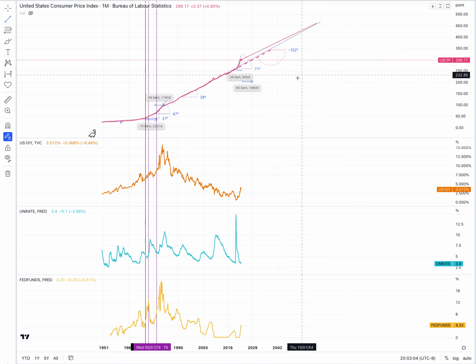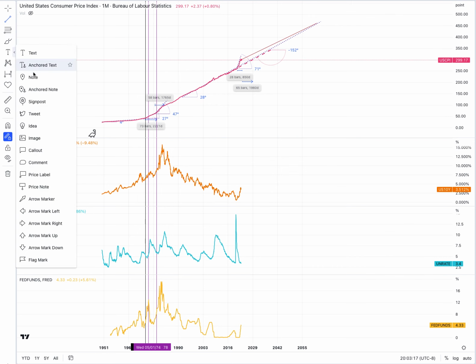Now, if that happens, what is going to be the corresponding Fed funds rate? So now we can do another bit of math. So let's say we want to calculate the angle.